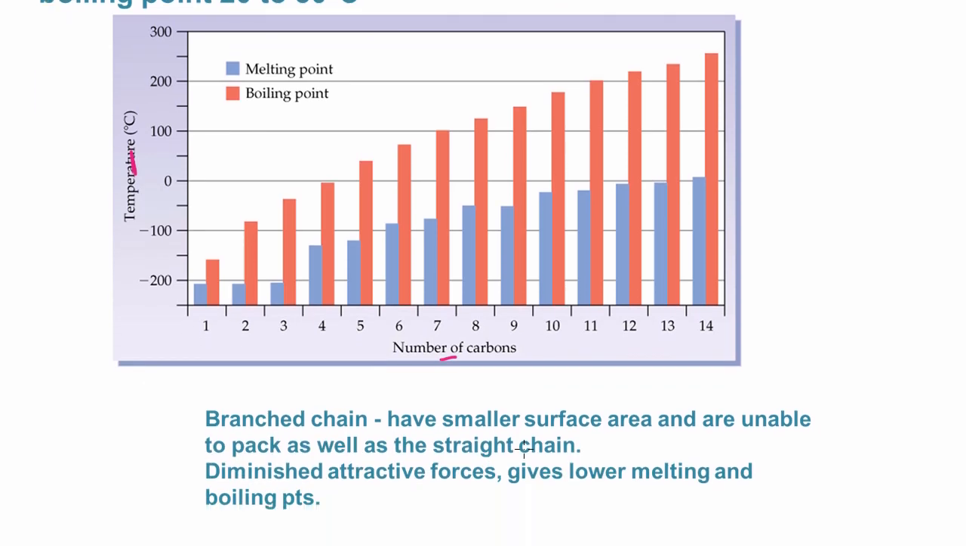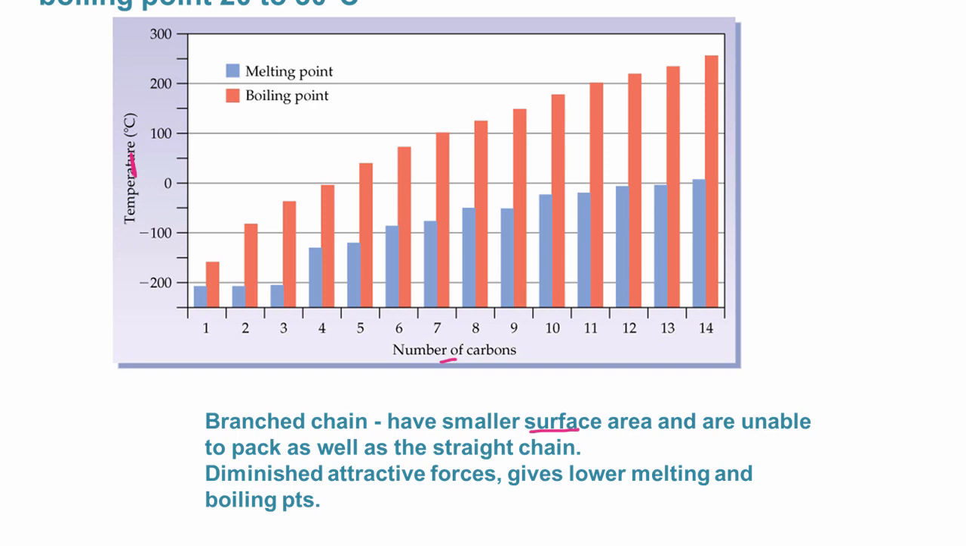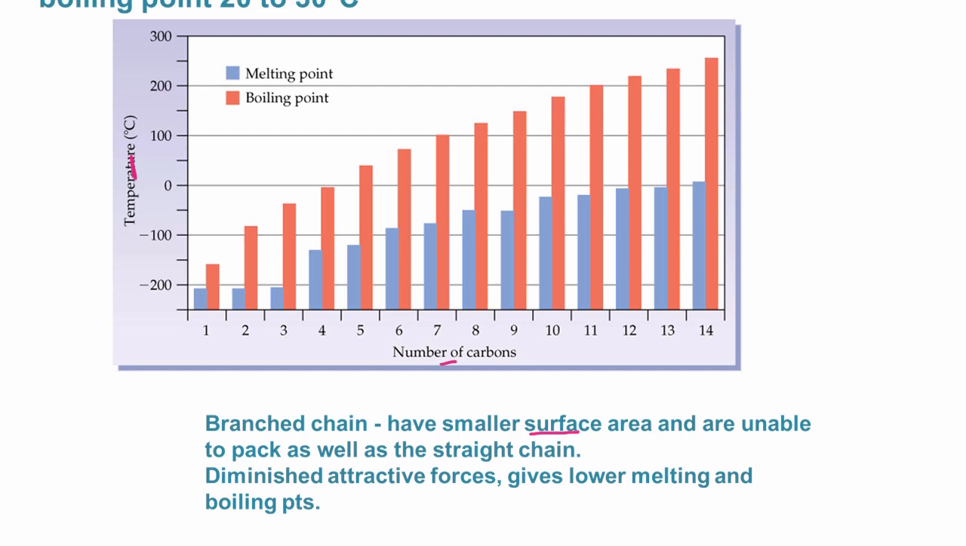It turns out if they're branched, they have smaller surface areas, and they can't pack as well together as the straight chain can. So they usually have lower melting points. And remember, if they can't pack as close together, then the London dispersion forces are not as strong as when you have a straight chain alkane that can pack together closely with other alkane molecules.